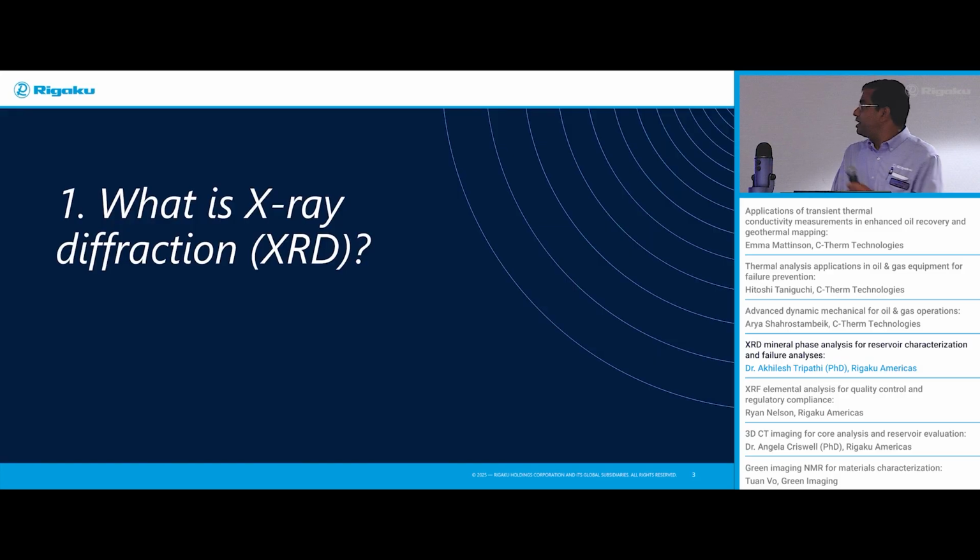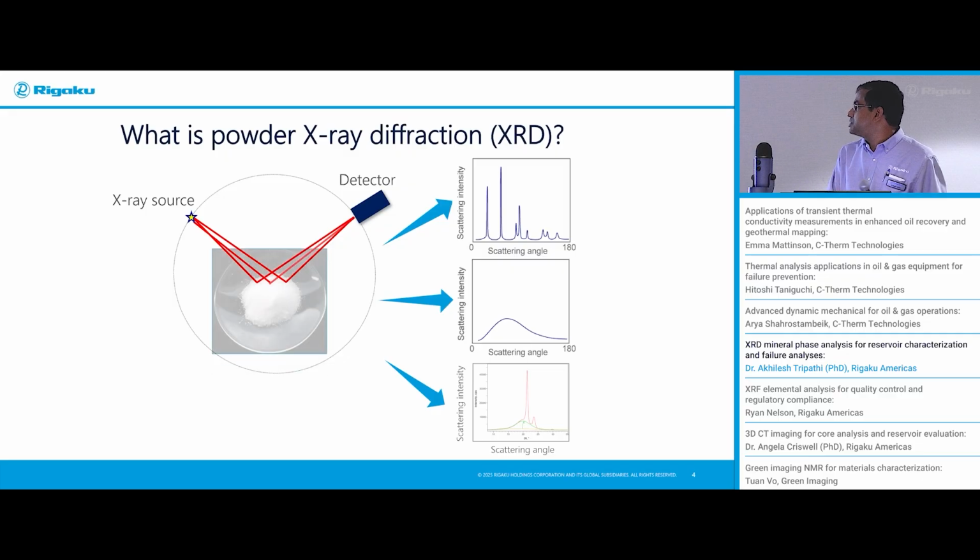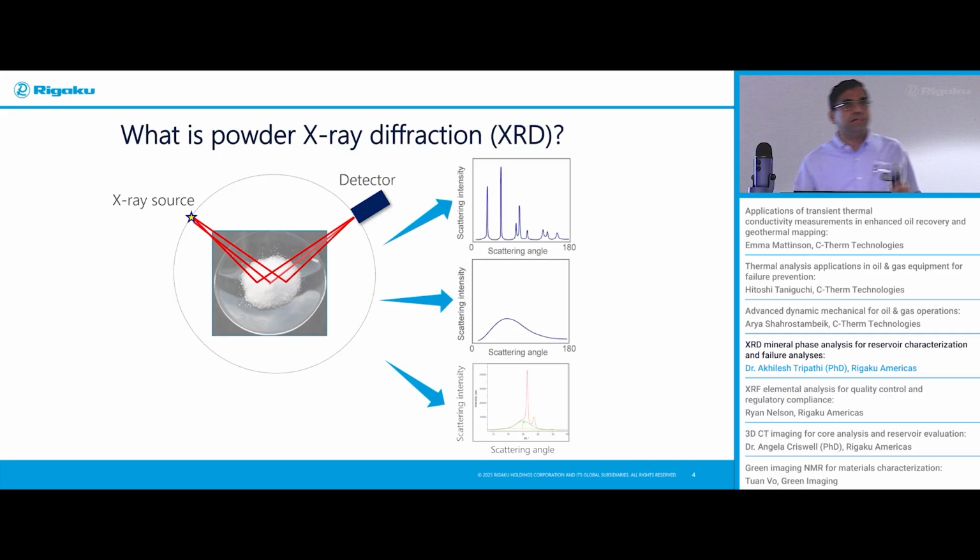So first, what is X-ray diffraction, or in short, XRD? Think of it simply: you have an X-ray source in the form of equipment such as a Miniflex XPC, or a SmartLab from Rigaku. You will have an X-ray source and a powdered sample. We are talking about powder analysis today, only focusing on that.